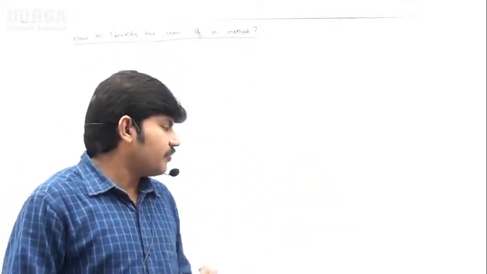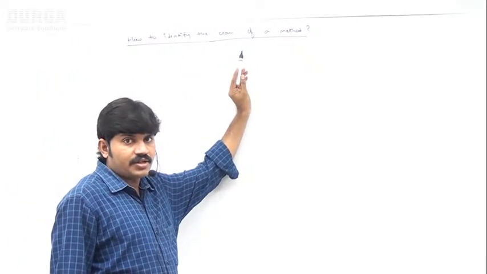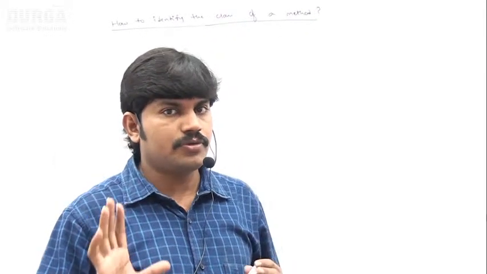Now just observe my title: how to identify the class of a method. I have one method I am calling. From where is this method coming, and how can I identify that? That clarity you people should have.